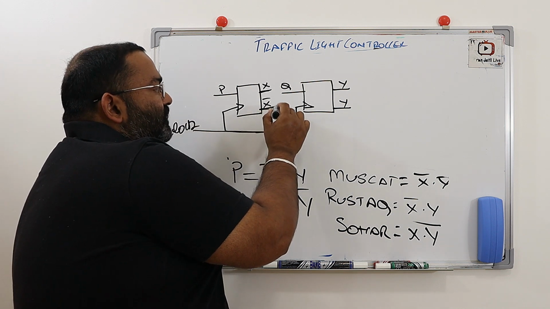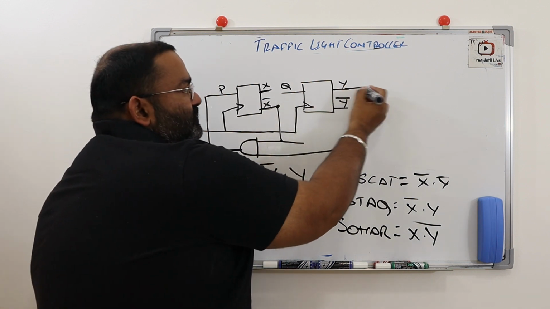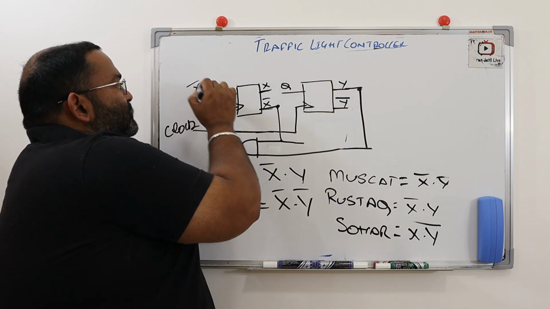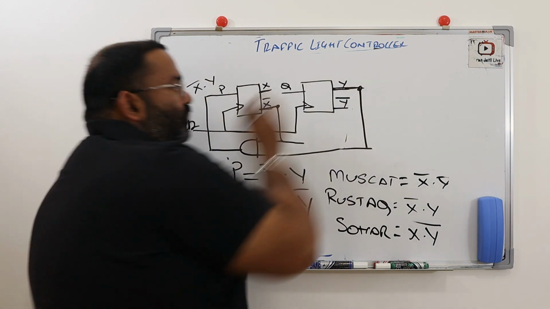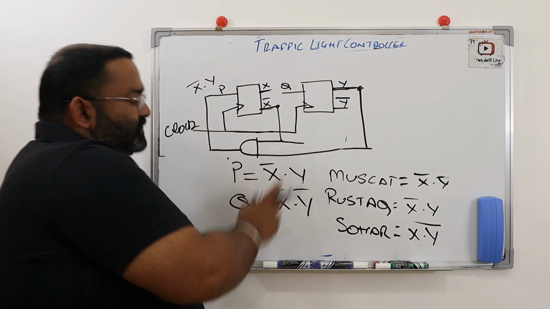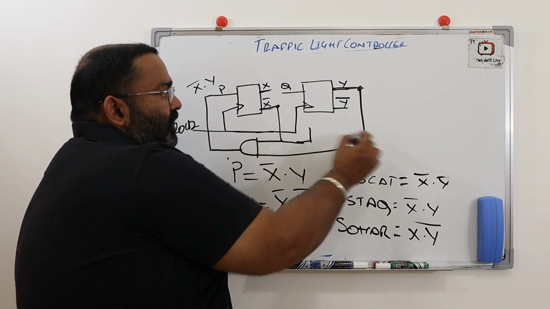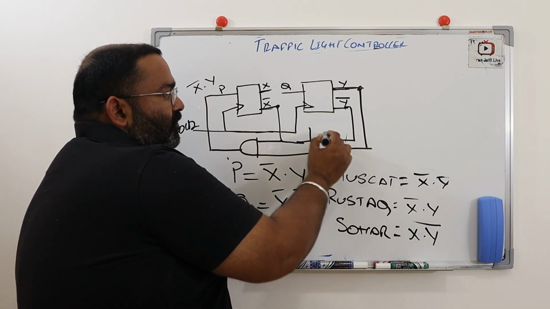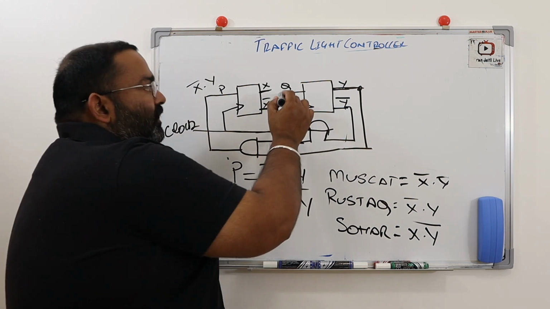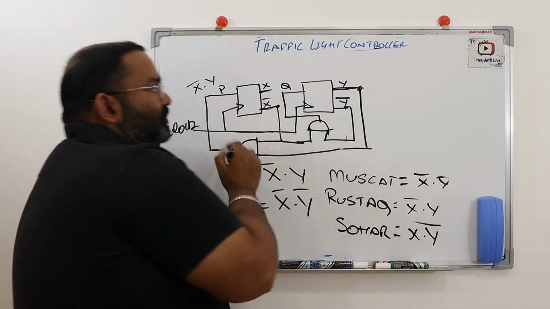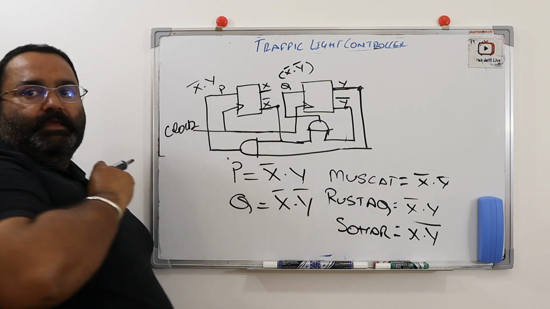So this is X complement, and this is Y. P is X complement and Y. So what is Q? Q is X complement and Y complement. So this is my X complement and this is my Y complement, and I AND them here. And what they become? They become Q. So what is Q? X complement and Y complement.